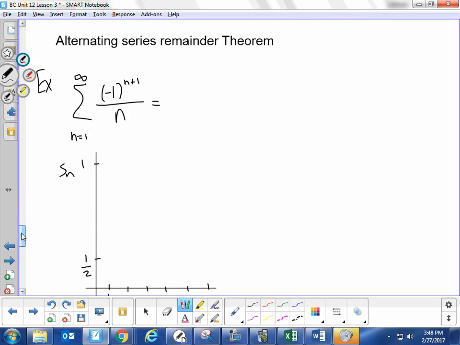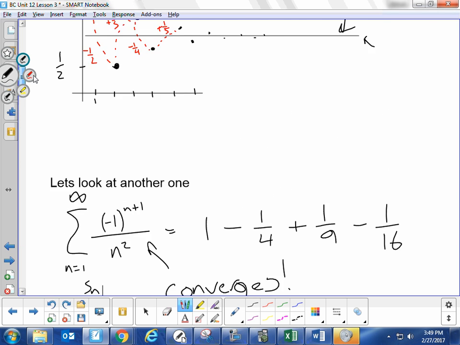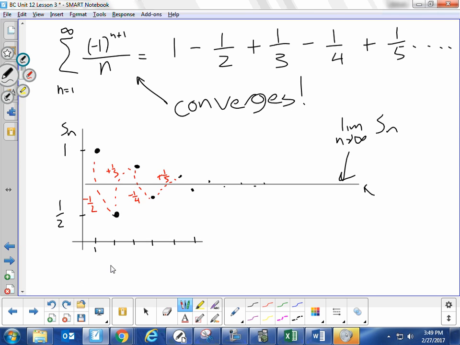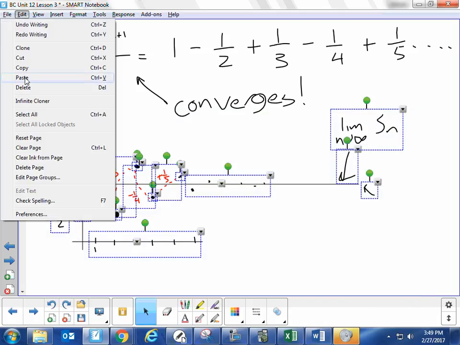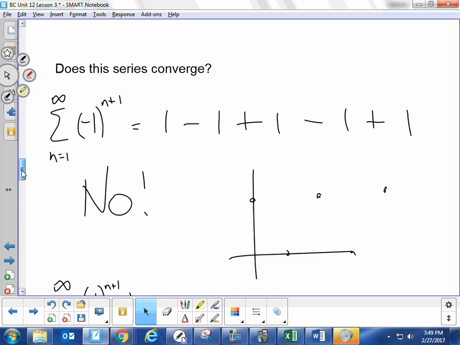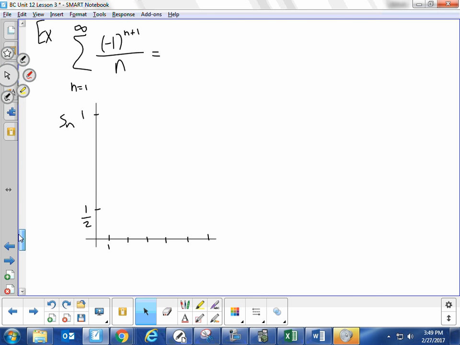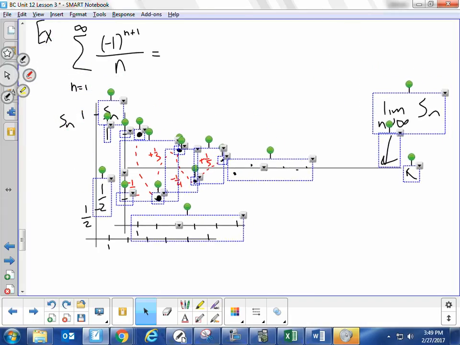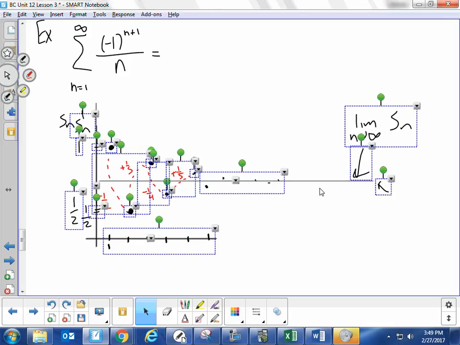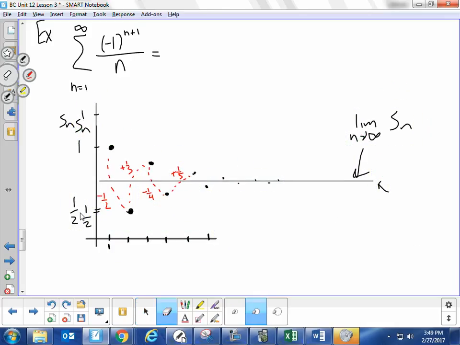Now, let's talk about the remainder theorem. We just had that great picture of our sums popping back and forth and back and forth and approaching my actual sum, which we will call S. S, we would say, is our actual sum, our true sum.